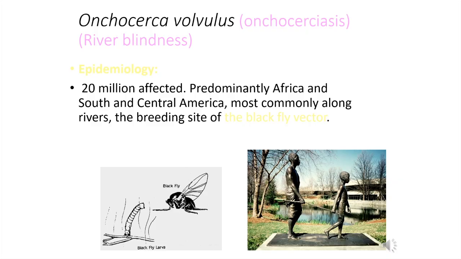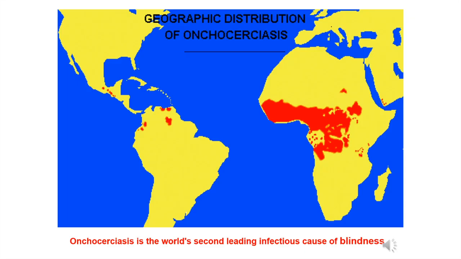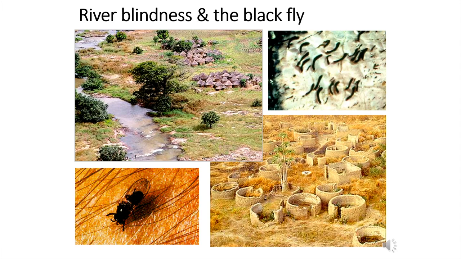Let's see some more about it. Onchocerciasis occurs in those areas in tropical Africa and tropical South and Central America. Okay, so it's only a tropical disease. And here in those pictures, you see that there is an African village nearby the river. And of course, the river gives it life for everything, for using the water, for irrigating the land, for washing, for bathing, for everything.